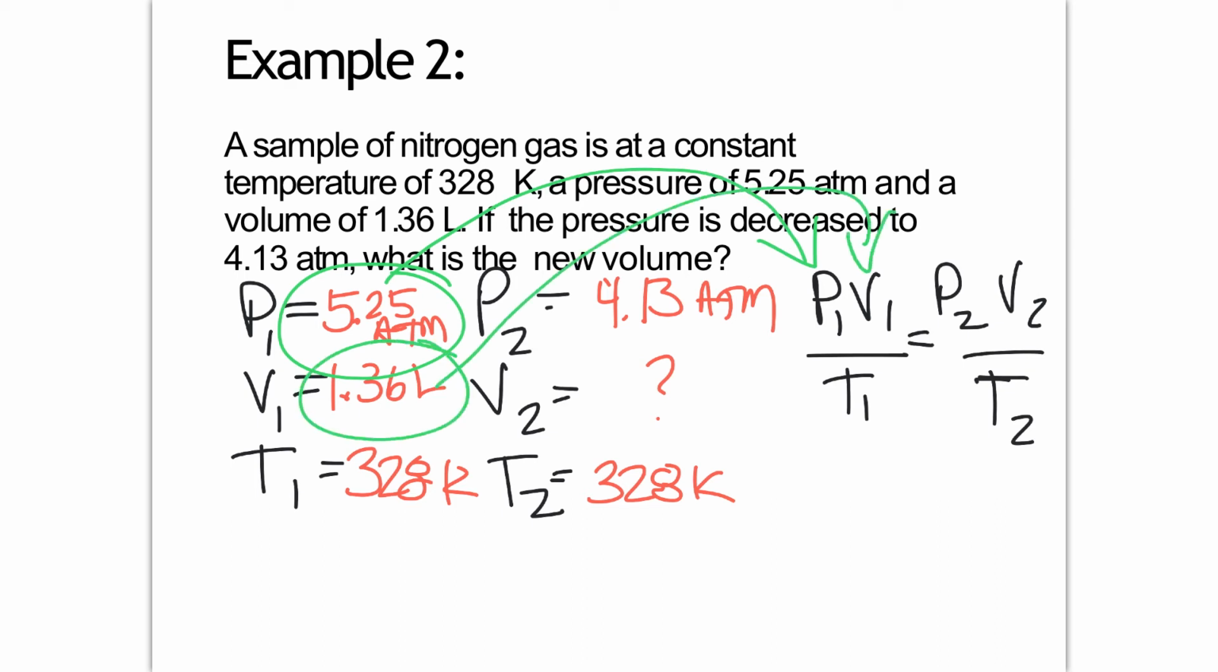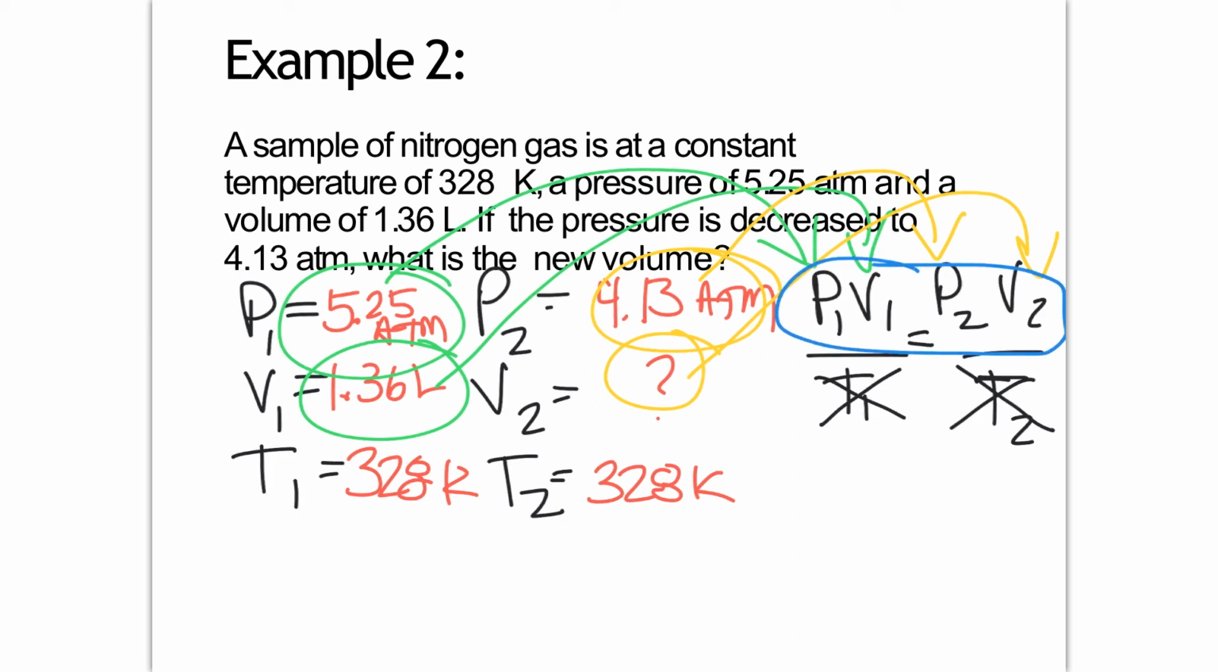Now why? We're not going to do anything with the temperatures. We're actually going to cross them out. Why? We can because they're constant, so they're going to cancel each other out anyway. So then we just have to finish assigning our values, and we did that. And so our new equation is basically just P1 V1 equals P2 V2. And we can do that on the next page.